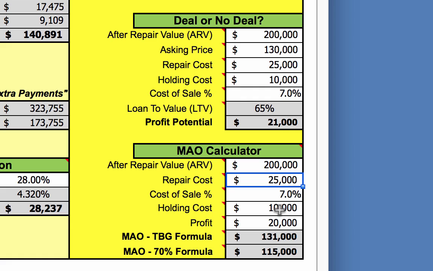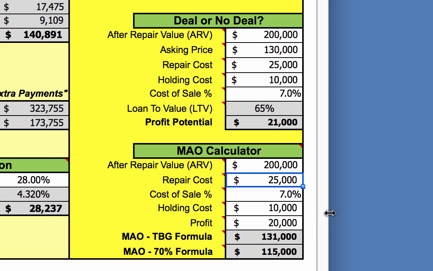We think the holding cost is $10,000, and we think that the profit we're chasing on this thing is $20,000. My maximum allowable offer is somewhere between $115,000 and $131,000 potentially. Notice the difference between these two formulas. One is based on the anatomy of a deal and the realization that not all investors are created equal. Yes, we'd all love to get the deal at no more than $115,000, but I think I can potentially go as high as $131,000 by understanding the components of that deal.